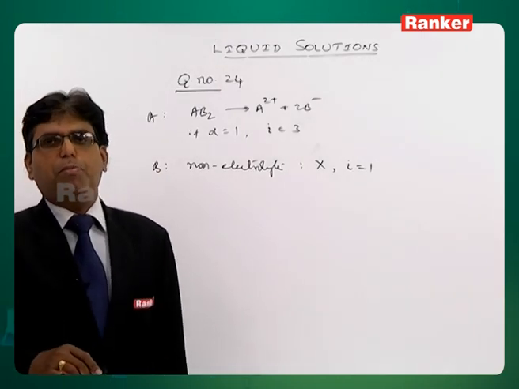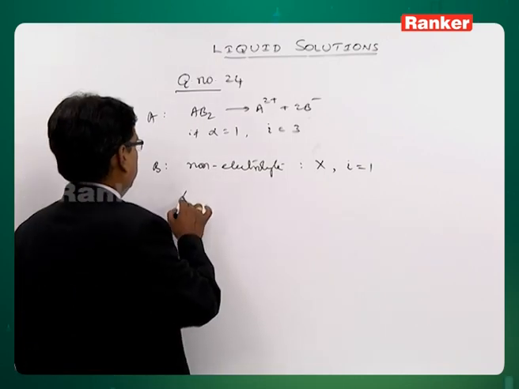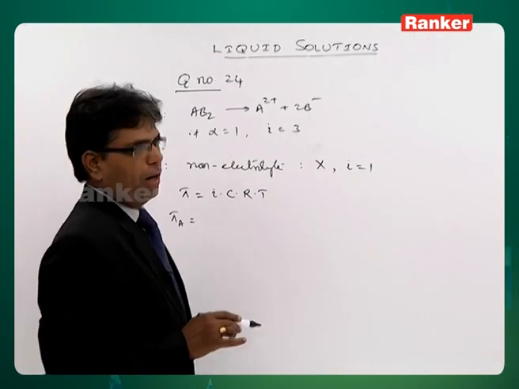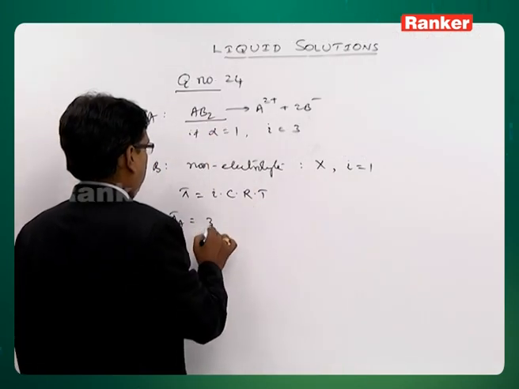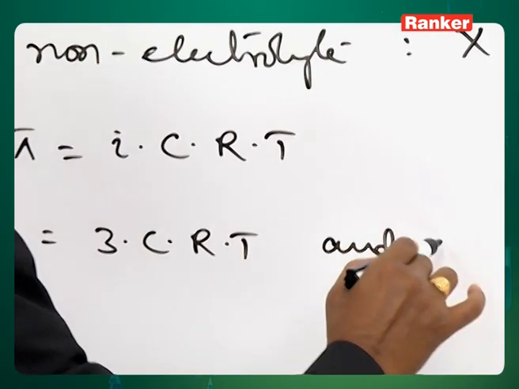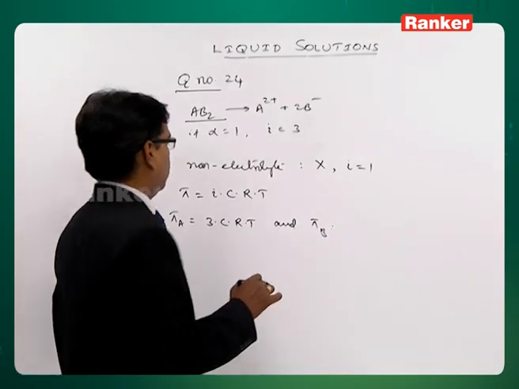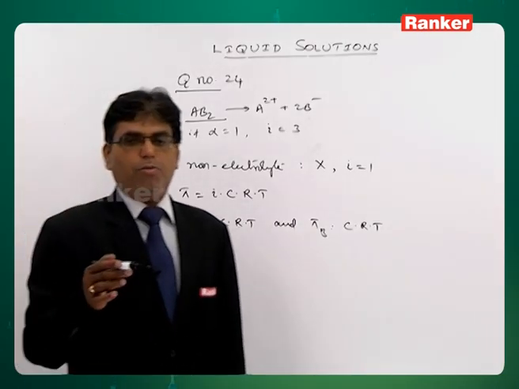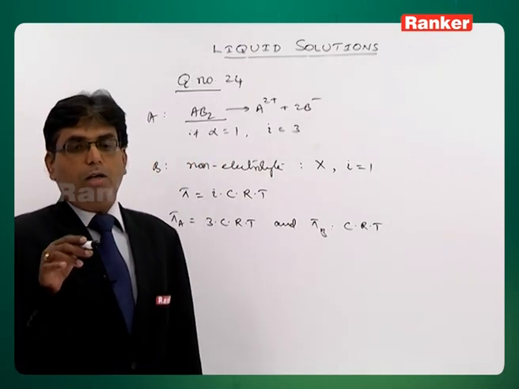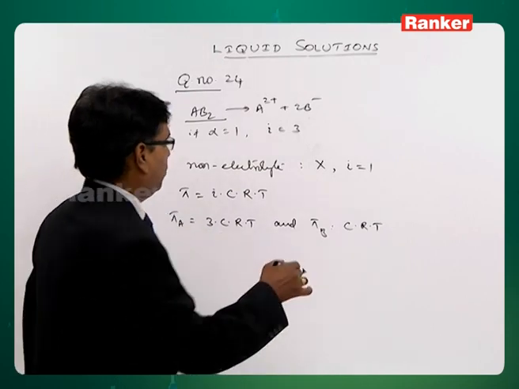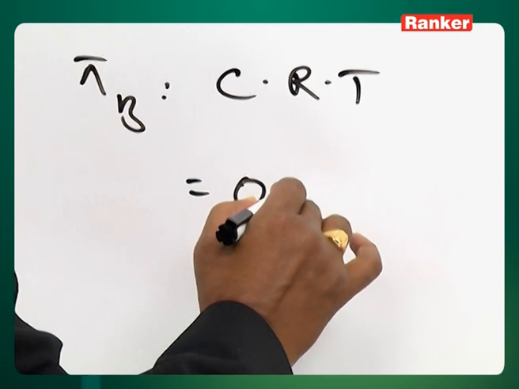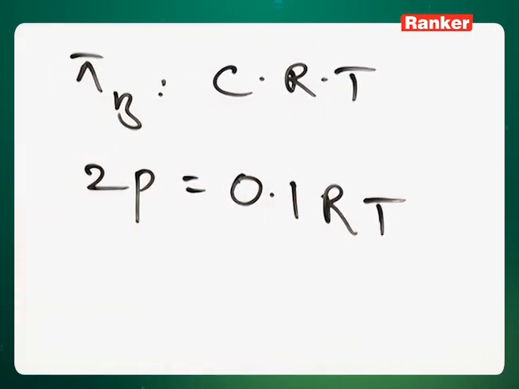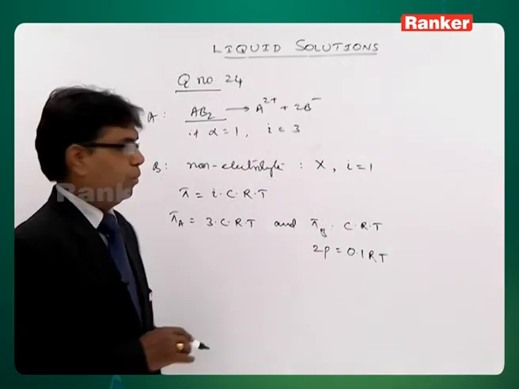If a 0.1 molar solution of solute B produces an osmotic pressure of 2P, the osmotic pressure is pi equal to i into C into R into T. Now, pi A, that means AB2 type, is i equal to 3 into C into R into T, and pi B is for solution B, where i is equal to 1, so it is only C into R into T. In the question, a 0.1 molar solution of solute B, means C is equal to 0.1, produces an osmotic pressure of 2P, so 2P is equal to 0.1 RT.